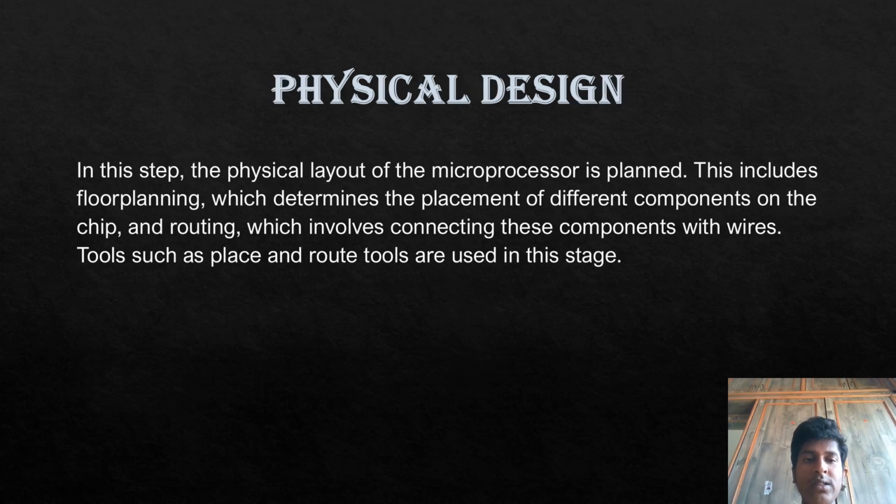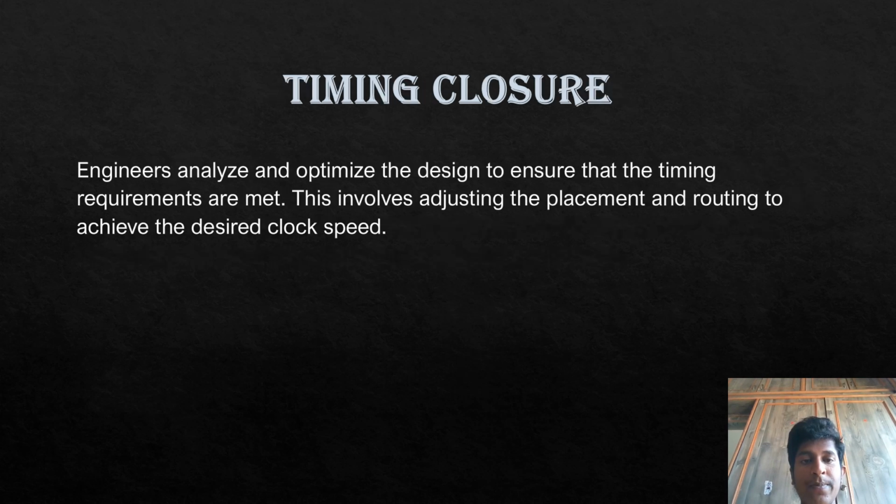Physical design. In this step, the physical layout of the microprocessor is planned. This includes floor planning, which determines the placement of different components on the chip, and routing, which involves connecting these components with wires. Tools such as place and route tools are used in this stage.